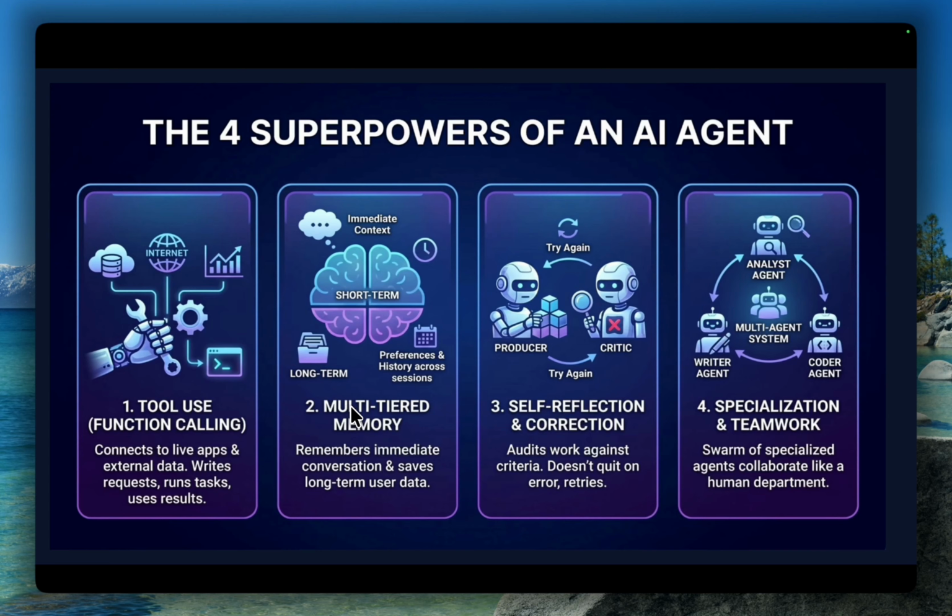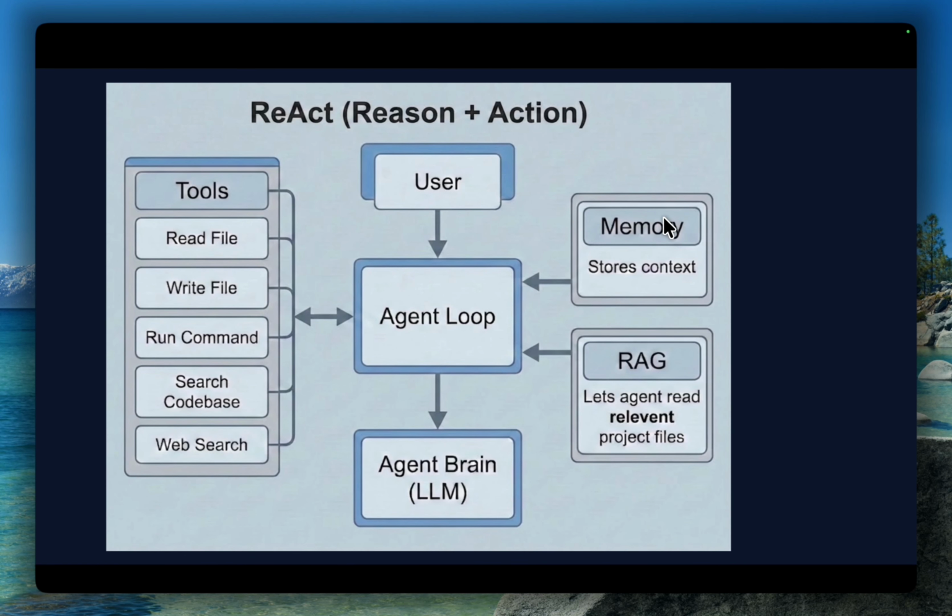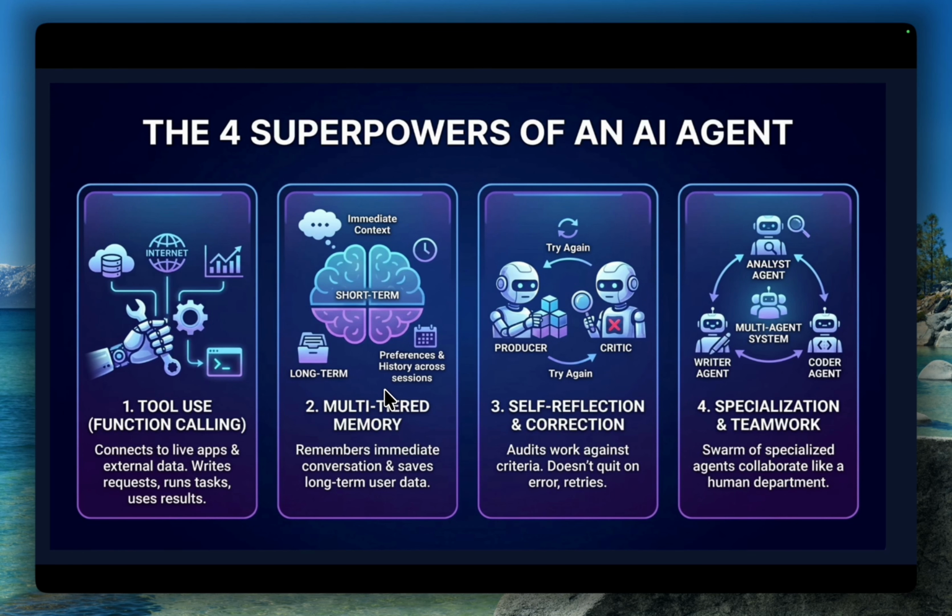Second superpower is agent memory, which we already saw here in the agent loop. Agents don't immediately forget who you are. They manage two types of memory. One is short-term memory, which is like immediate context for what's going on, and one is long-term memory. Long-term memory saves your preferences and historical data across sessions, which can even be weeks apart.